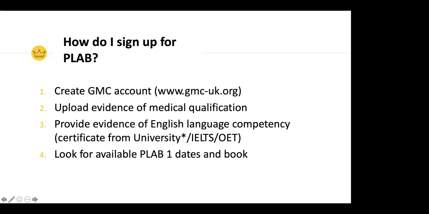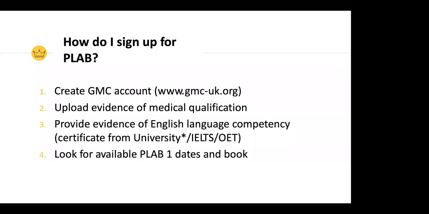You'll then need to upload evidence of your primary medical qualification, then provide evidence of English language competency, which can be in the form of a letter from your university, which is what I did, as I undertook PLAB within 2 years of qualifying from my medical school. And all of my courses were taught in English, and this was sufficient evidence for the GMC. So I didn't have to do the IELTS or the OET exams.